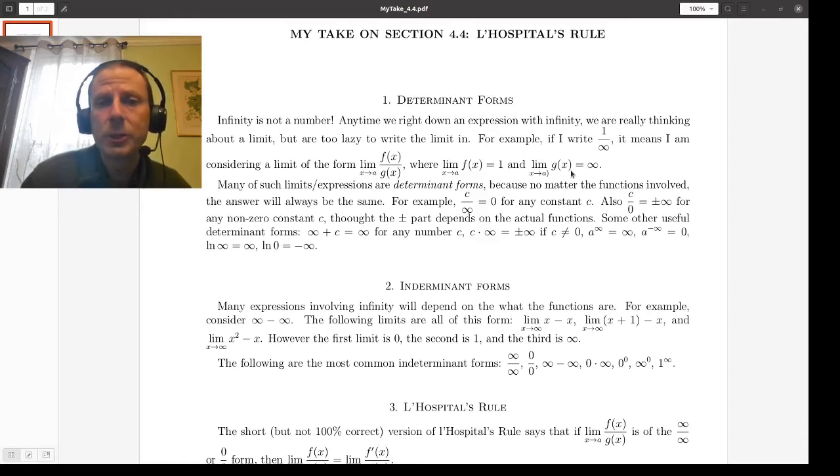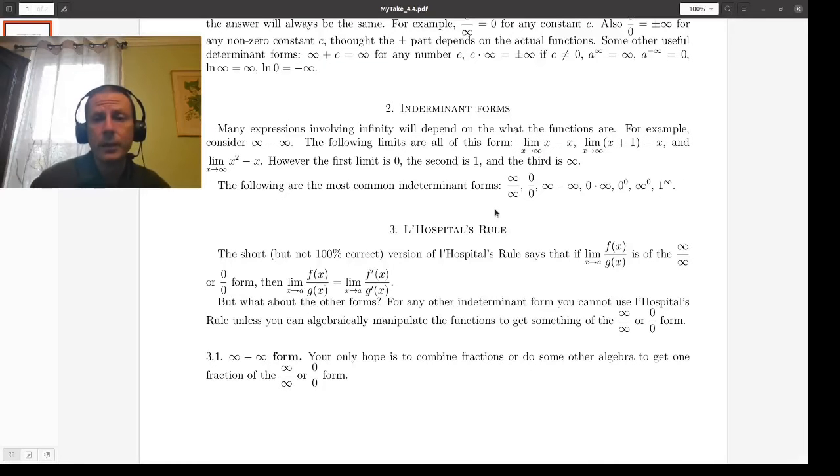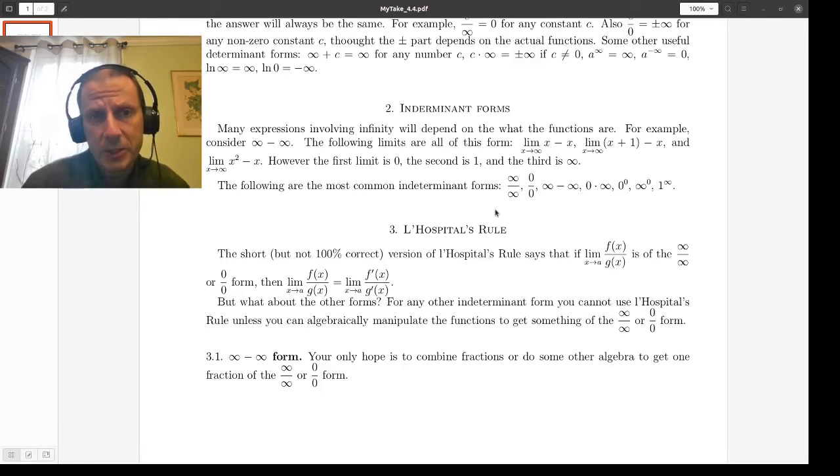So other useful determinate forms, which you can think of as how to do arithmetic with infinity, are anything of the form infinity plus a constant, or heck, infinity plus infinity for that matter. Now, unlike a determinate form, an indeterminate form is some expression involving infinities, or not necessarily involving infinities, because it could be 0 over 0. It's some expression where you cannot say what the limit will be, because the limit is going to depend on the actual functions.